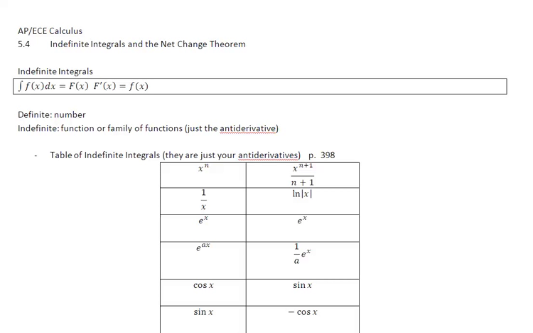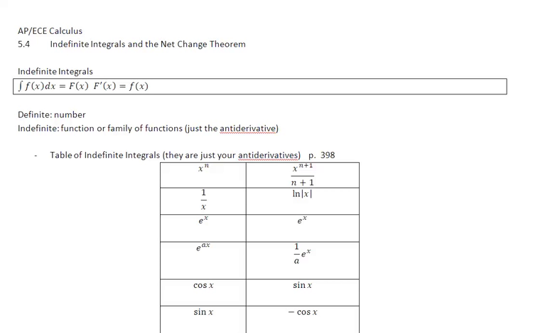Our next section is 5.4, indefinite integrals. So what we just did was definite integrals. You found the area under a curve from 2 to 5, and you actually got an answer which was a number which stood for the area. The only difference here is now we're not going to go from a lower limit to an upper limit. What if I just want to find the integral of a function?